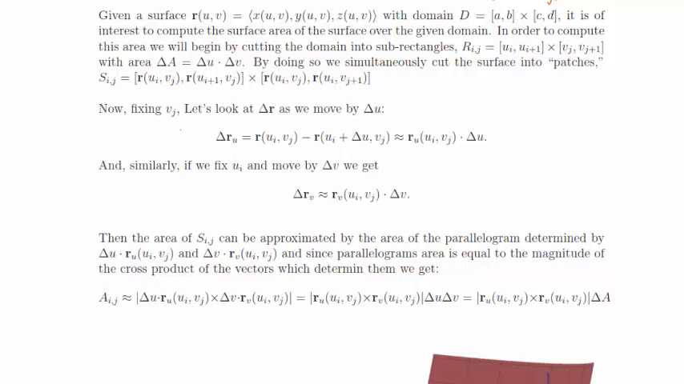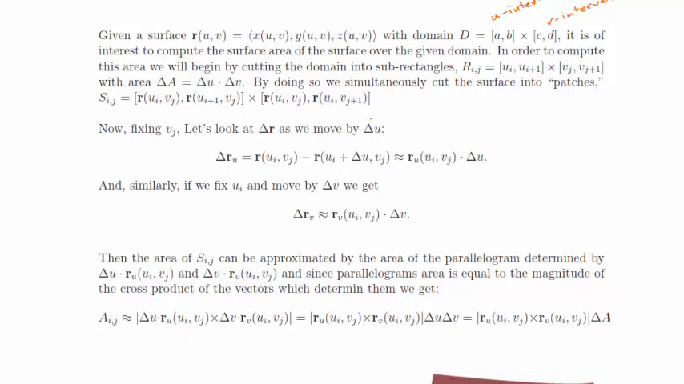So if we fix v sub j, let's look at delta r as we move by delta u, right? So if we fix v sub j, and then we're just going to move by some amount in the u direction, delta u, then delta r sub u equals r of u sub i plus delta u, v sub j minus r of u sub i, v sub j, right? We've just moved a little bit in the u direction, and that's it. Well, this is approximately our partial derivative with respect to u.